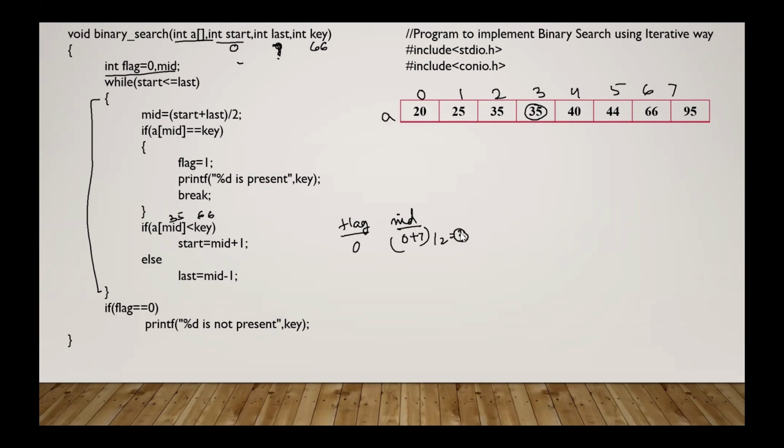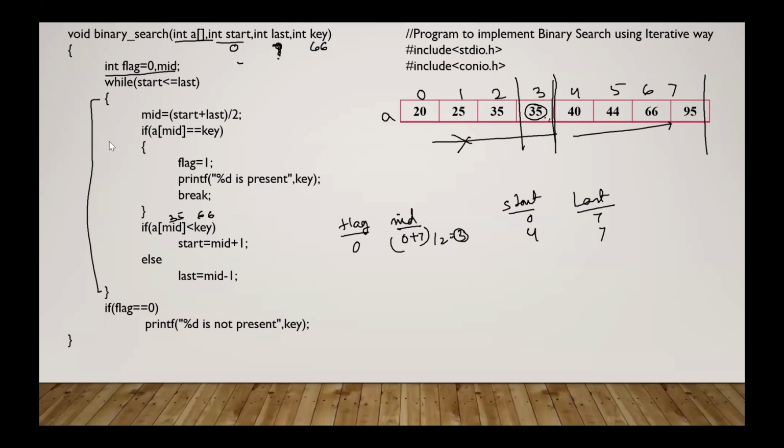What is mid? Mid is 3. So what is start right now? Start initially is 0 and last is 7. Now start is mid plus 1, mid plus 1 means 3 plus 1, 4. So start is 4 and last is 7. Why? Because this is our middle element. If the key is greater than this value, we are not searching this portion unnecessarily. We now start searching this portion, so we make start as 4 and this is our last. Then it will go to the end of the loop.